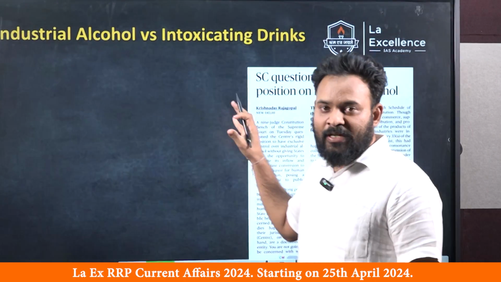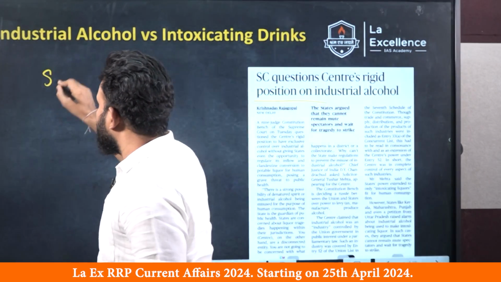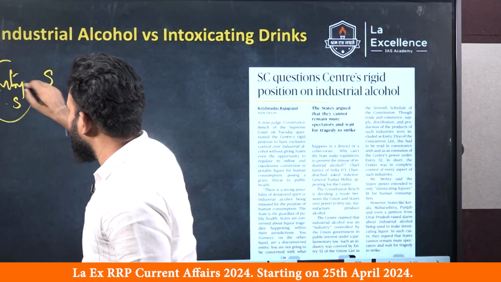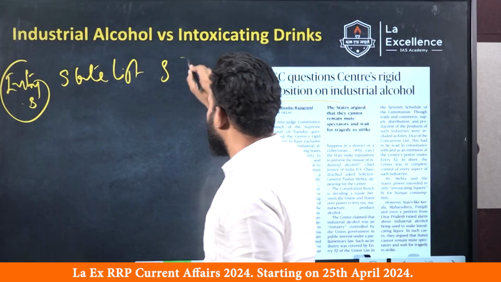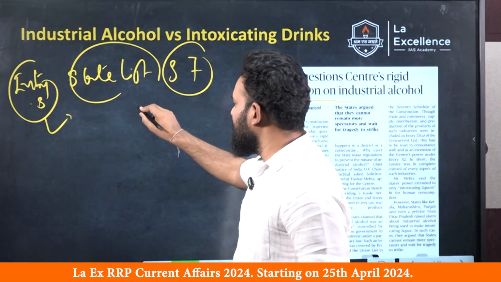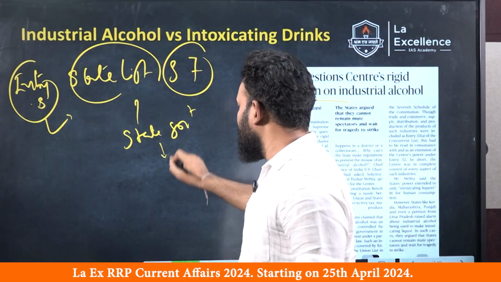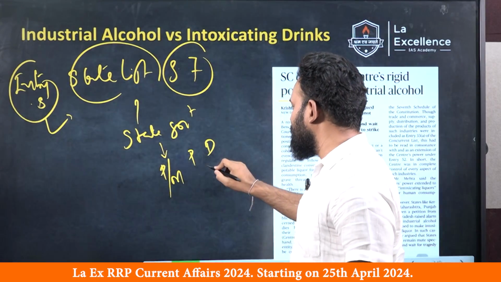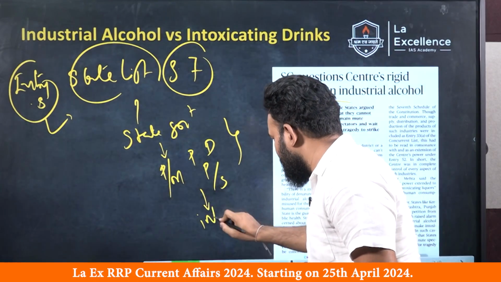So let's understand the polity issues in this. So there is an entry 8 in state list under schedule 7. షెడ్యూల్ 7లో స్టేట్ లిస్ట్లో ఎంట్రీ 8 అని ఒకటి ఉంది. దానిలో ఏముంది అంటే స్టేట్ గవర్నమెంట్స్ హ్యాస్ ద పవర్ ఆన్ ప్రొడక్షన్, మ్యానుఫ్యాక్చరింగ్, పొసెషన్, డిస్ట్రిబ్యూషన్, పర్చేజ్, సేల్ ఆఫ్ ఇంటాక్సికేటింగ్ డ్రింక్స్.